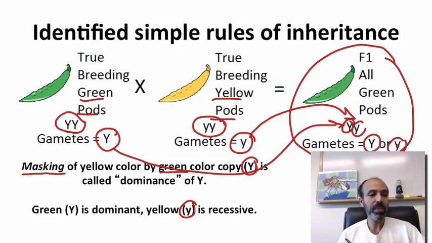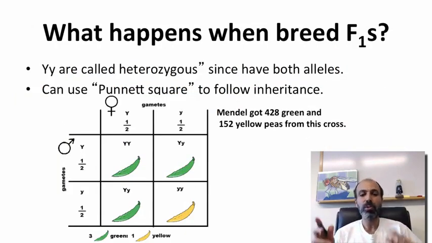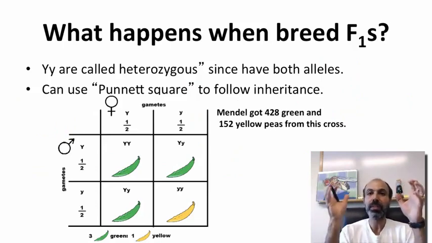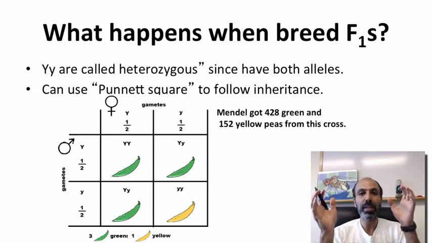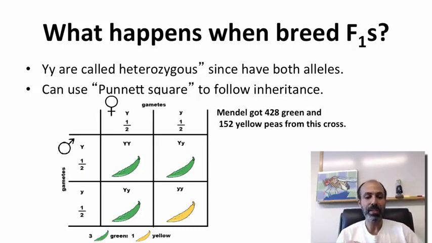So what happens when we breed these F1s? So this big Y, little y are referred to as heterozygous. Heterozygous meaning having two different alleles at a particular gene that we're looking at, in this case being the pod color gene. Right? So they have both, they're heterozygous. So we can use what's referred to as a Punnett square to follow patterns of inheritance.